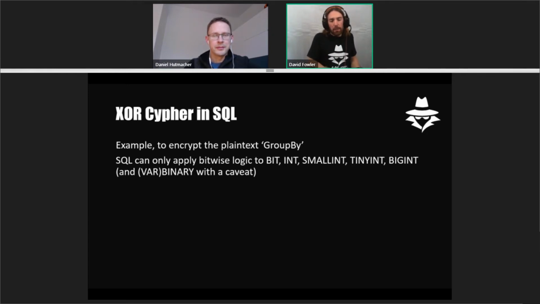If we want to use a binary, we have to apply bitwise logic to a binary and either an integer of some description, may it be int, small int, tiny int, big int, or a bit. I don't know why we can't apply bitwise logic to a binary and binary. There might be a very good reason within SQL for that. I have no idea why that is. If anyone that's more clever than me on Slack knows that, then feel free to let us know.